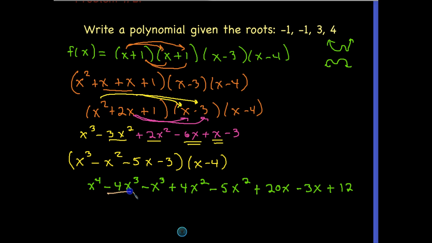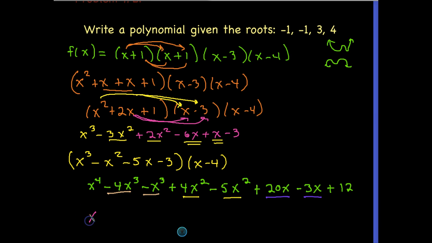So going to underline, we've got some like terms there. And let's see, we've got some squared terms here. Got to combine those, and then we've got an x term and an x term. So we have a few terms to combine before it's all said and done.